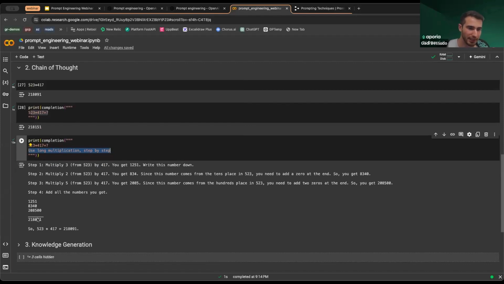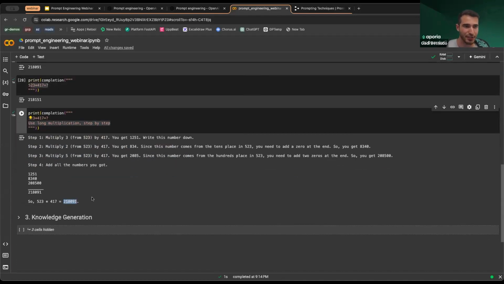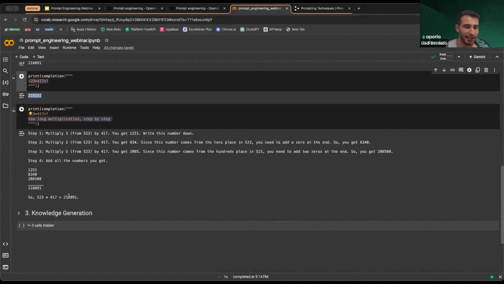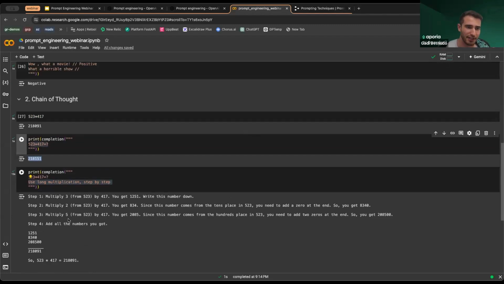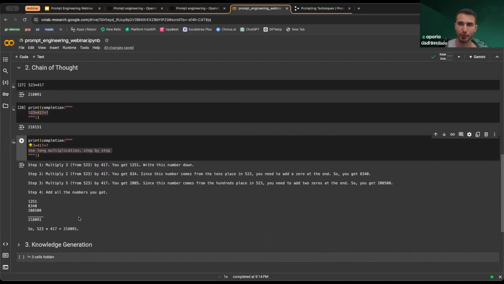Now, I'm not going to run this one because it takes a while due to the amount of output tokens, but as you can see here, it amazingly creates the correct steps for long multiplication and eventually adds the numbers to the correct result. So a very, very simple and small change to the prompt causes it to go from being, well, a mistake to 100% accurate. Chain of thought is sometimes also used with few-shot prompting and other different techniques combined to produce some great results.